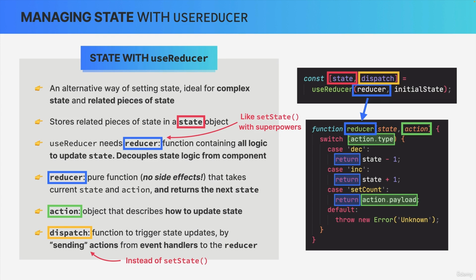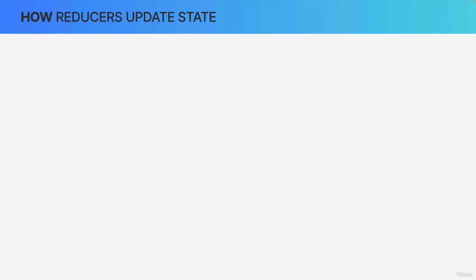So an action object, a dispatch function, a reducer, and a state object. But now let's also look at the diagram to really see how all of these pieces actually fit together in order to update state. So let's say that we're in an event handler in some component, and we now need to update some state. So what do we do?